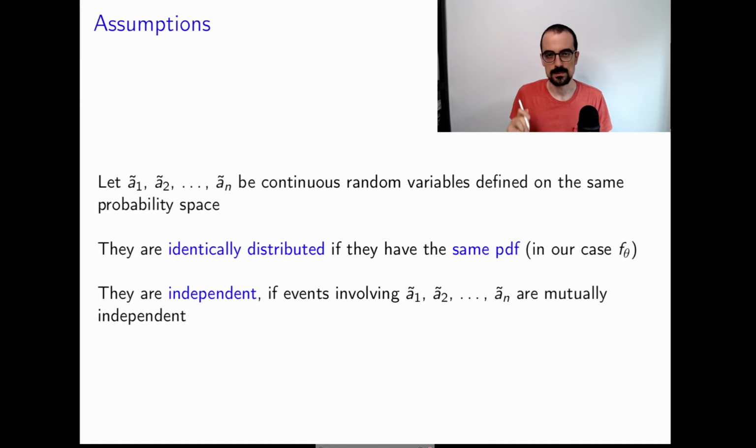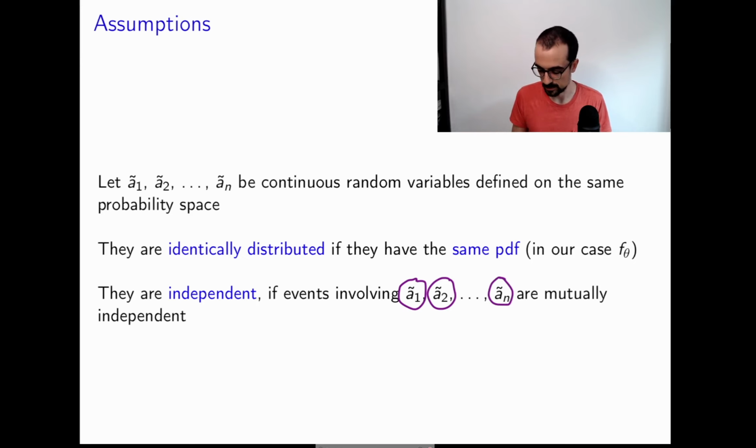The second assumption is a bit trickier to define. We say that these random variables are independent if any set of n events, the first of which involves a1, the second of which involves a2, and so on up to an, if those events are always mutually independent, no matter how we choose those events.